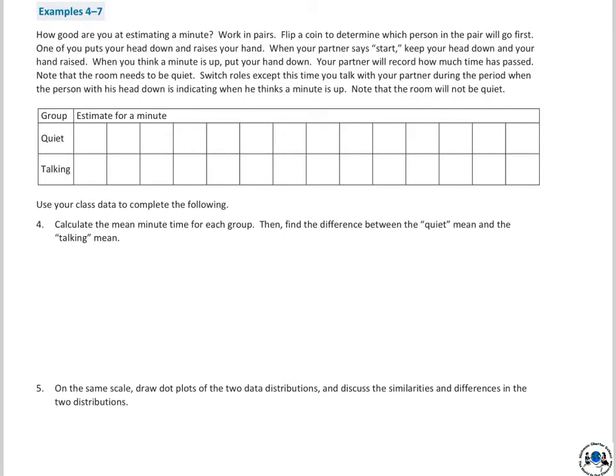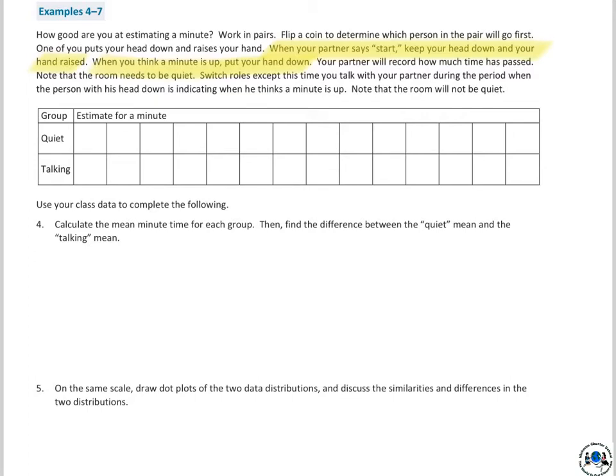The data that I'm going to show you here is what these people did. Your partner would say start. Then you keep your head down and your hand raised. When you think a minute is up, put your hand down. I'm not sure why they didn't do it the other way, because that would be quite tiring to hold your hand up that long. Well, it depends how long a minute is. Your partner will record how much time has passed.